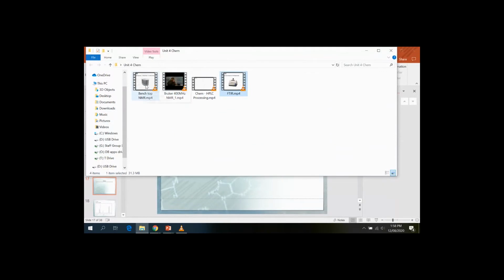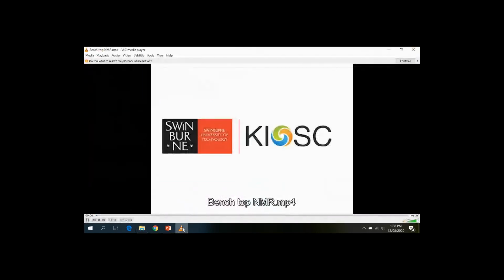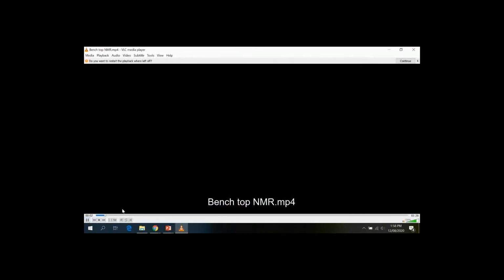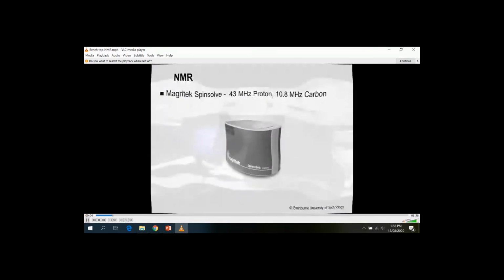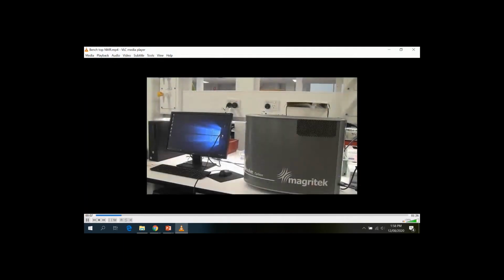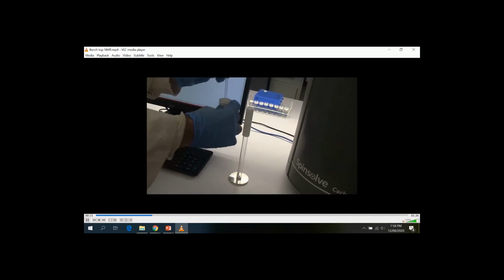And we're going to look at our benchtop NMR as it loads up. There we go. Okay, so this one's pretty cool. It's just a little one that sits on your bench. And the interesting thing with this, you have to do a process called shimming. What this does is basically realign your magnetic field before you put in your sample.